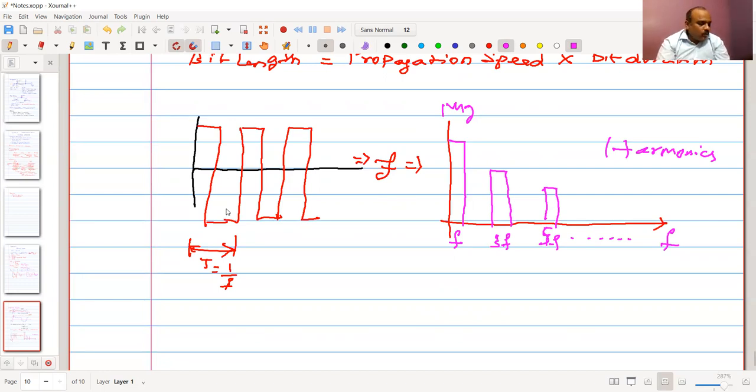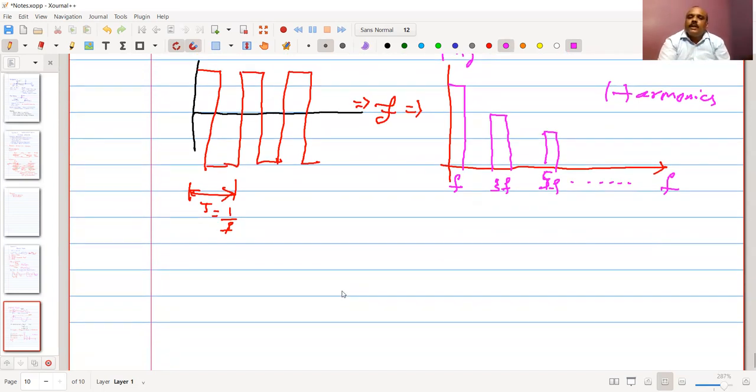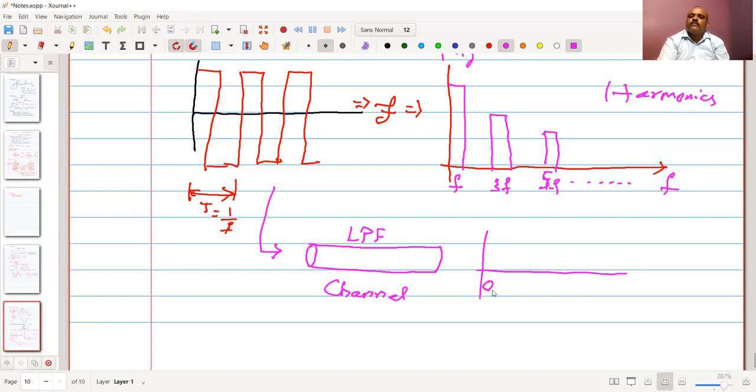Now, what is the significance of this? We are transmitting this through a cable or a transmission medium. It is called a channel. If I put this square wave into this channel, which is basically a low pass filter, it cannot transmit all the frequencies. It can only transmit from frequency zero to some cutoff frequency.